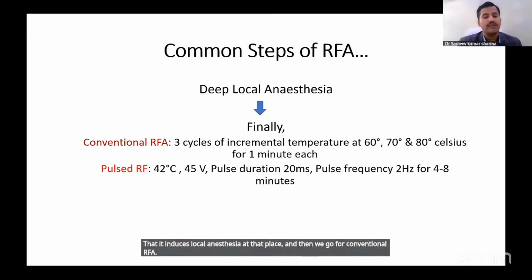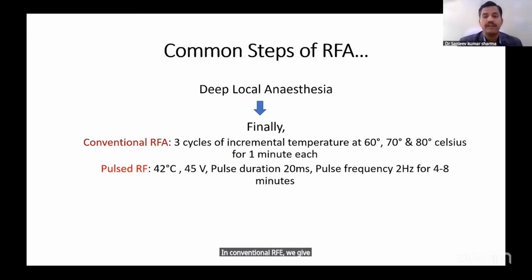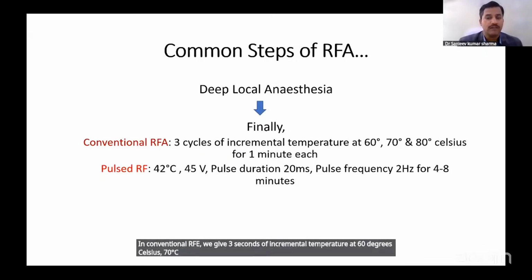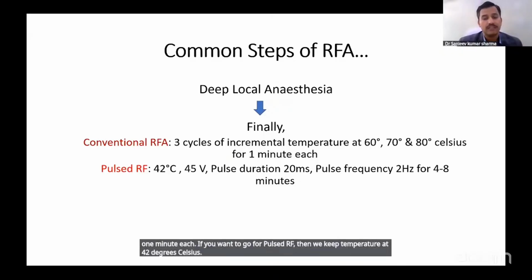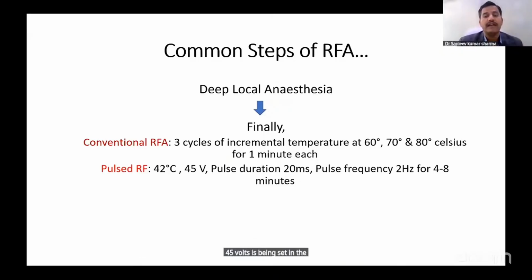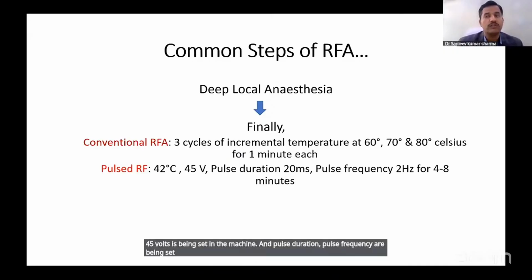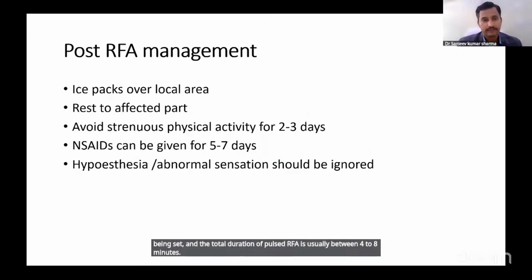In conventional RFA, we give 3 cycles of incremental temperature at 60 degrees Celsius, 70 degrees Celsius, and 80 degrees Celsius, 1 minute each. If you want to go for pulsed RF, then we keep the temperature at 42 degrees Celsius. 45 volts is set in the machine, pulse duration and pulse frequency are set, and the total duration of pulsed RFA is usually between 4 to 8 minutes.